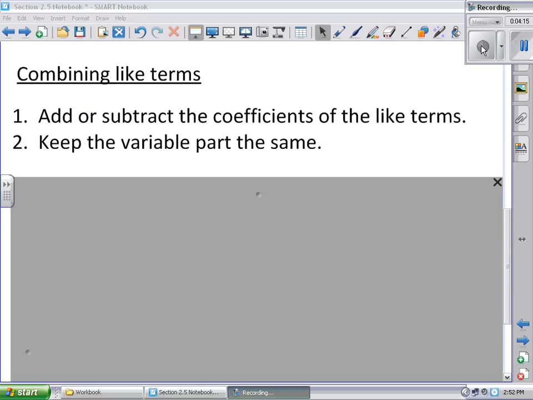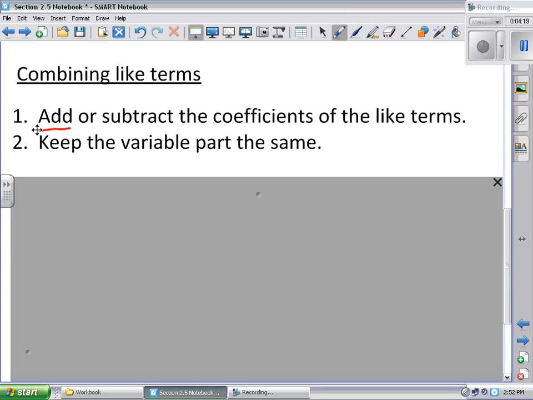How do we combine like terms? When we combine like terms, we add or subtract the coefficients of the like terms, and keep the variable part the same.